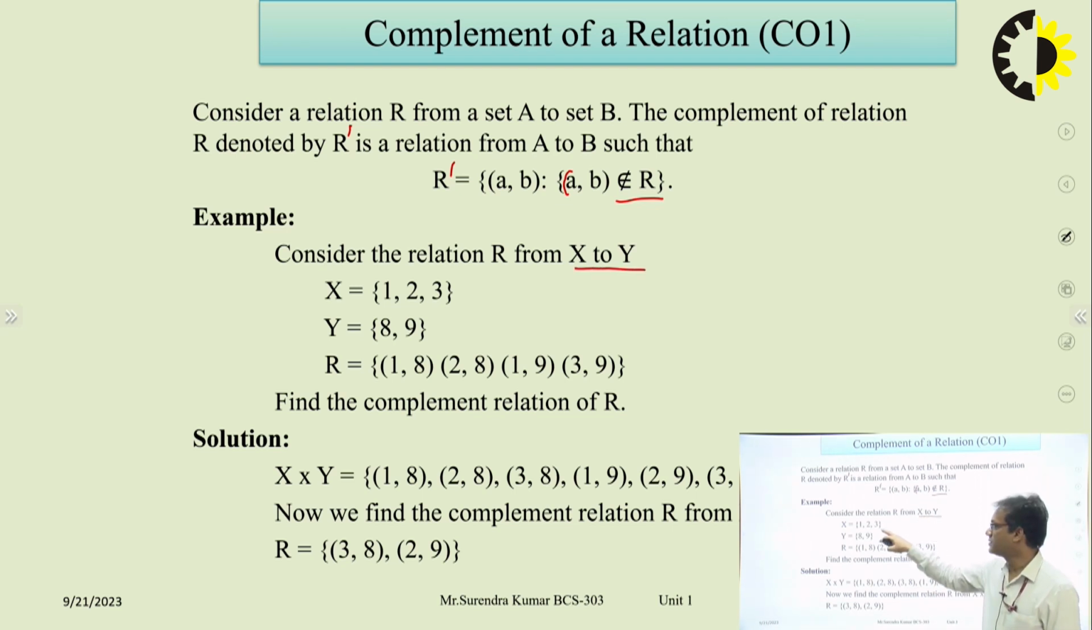If X is {1, 2, 3} and Y is {8, 9}, there are 3 elements in X and 2 elements in Y, and some relation is defined on X, Y, that is your R is equal to {(1, 8), (2, 8), (1, 9), (3, 9)}.